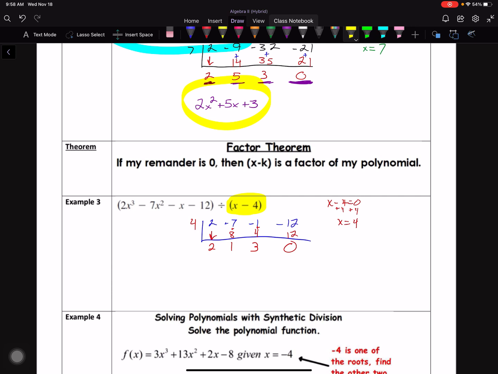So we spent the last section and sections before in previous units factoring.